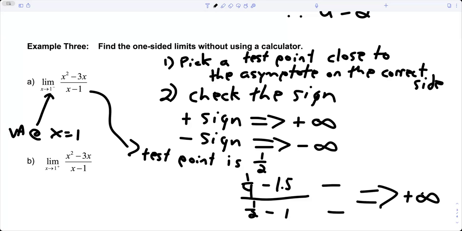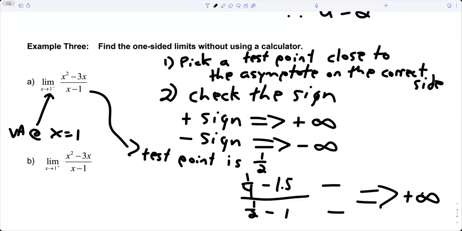Good question. Why did I pick 1/2? You want to pick a test point that's close to the asymptote, so it's got to be a value close to 1. And then it's got to be either on the left side or the right side. In this case, it's approaching from the left side because it's negative. So 1/2 is on the left side of 1, numerically: 0, 1/2, 1.